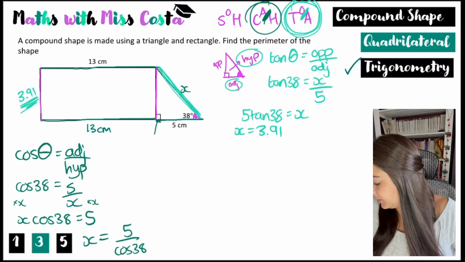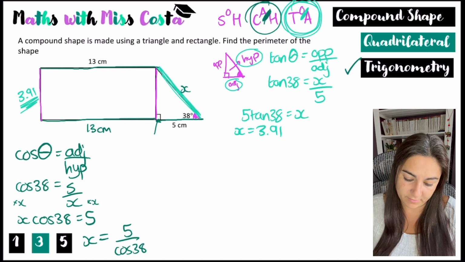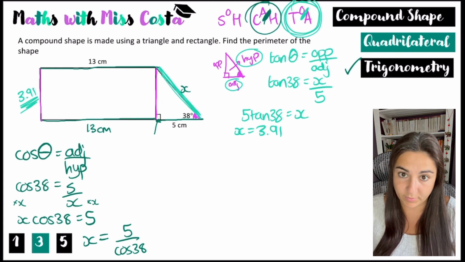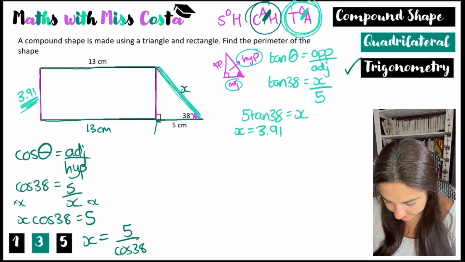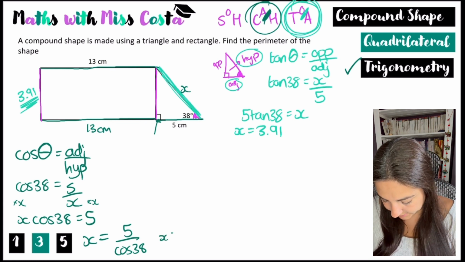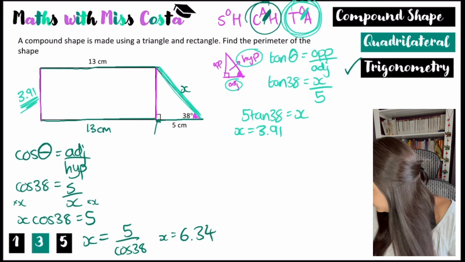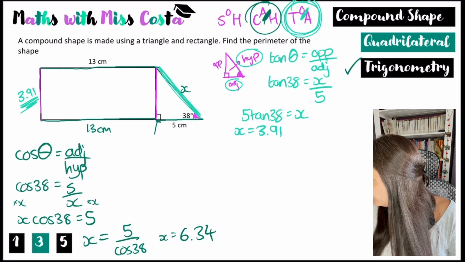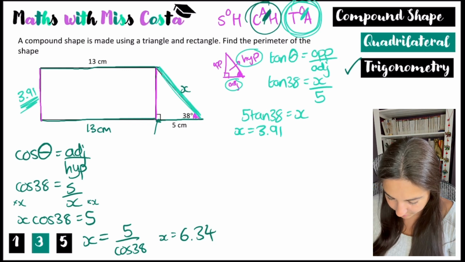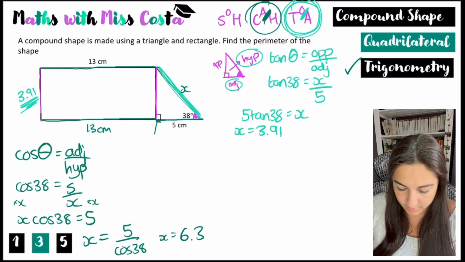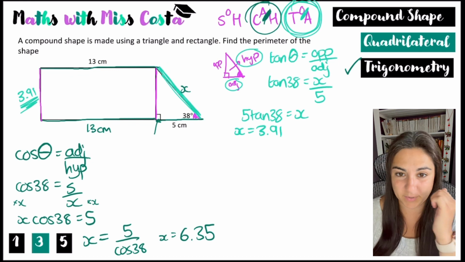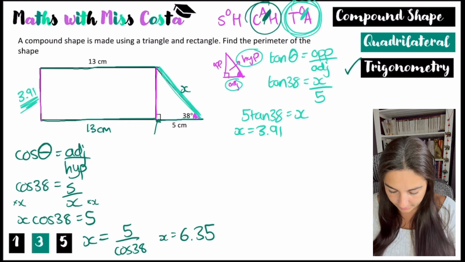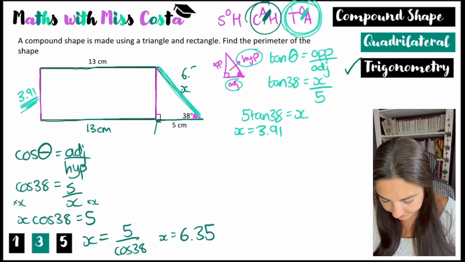So type that into your calculator. That's a fraction. 5 divided by cos 38 is 6.34. So x here is 6.34509. So let's round it to 6.35 actually. Once again, if I were you, I'd write everything out. I'm just trying to make the most of space. So here, that length here is 6.35.